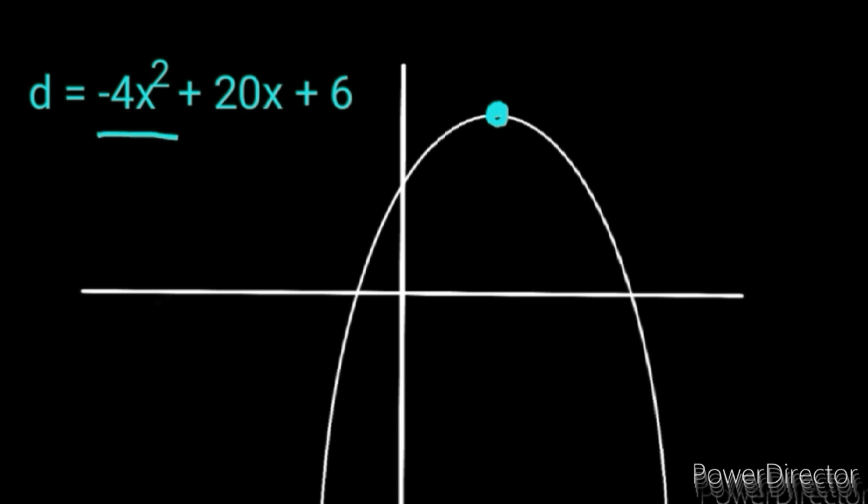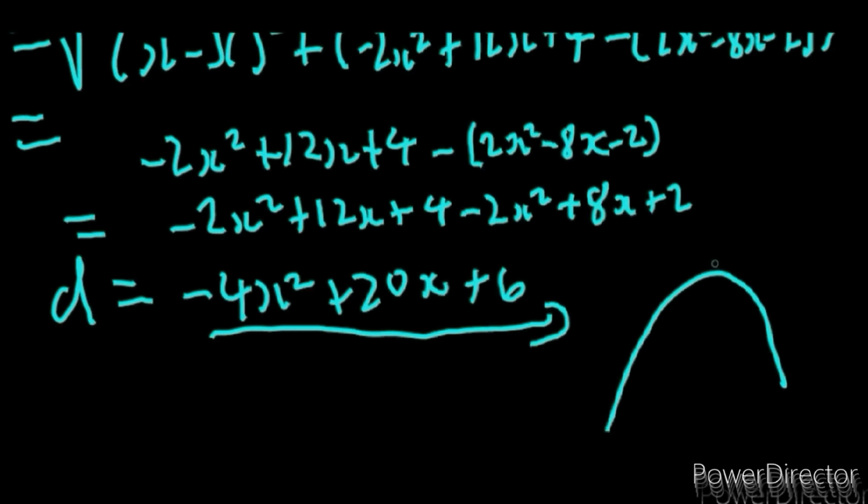So always remember, whenever they ask you for the maximum distance, it's always found at the turning point of the parabola. So this will work if the distance is a quadratic equation. Sometimes the distance is not a quadratic equation. I'll show you that situation on the next question. So in order to find the maximum distance, we just need to find the y value of the turning point.